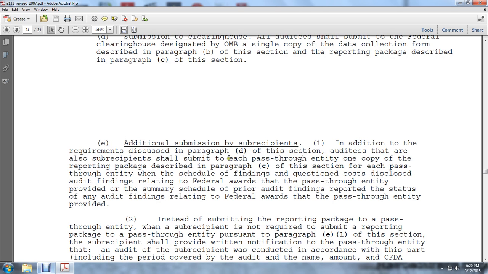Auditees that are recipients shall submit to each pass-through entity one copy of the reporting package described in paragraph C of this section for each pass-through entity: the schedule of findings and questioned costs disclosing audit findings relating to the federal awards to the pass-through entity, and the summary schedule of prior audit findings reporting the status of any audit findings related to the federal awards passed through by the entity.